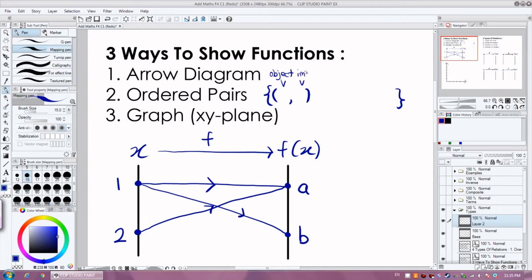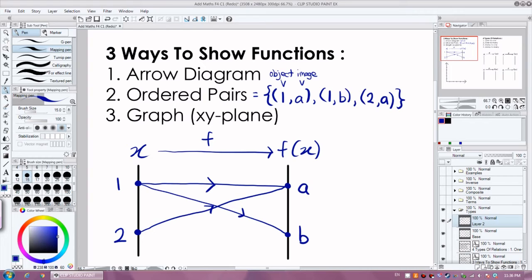So let's just say that the first one, the object is 1, and then the right side, the image, 1 is connected to a, and 1 is connected to b as well. So I'll write a first, I'll make another one, with 1 being the object again, and then b being the image. And then the third and final one from this is 2 connected to a. So the object is 2, and the image is a. And that's, at least, how you write the way to show functions in ordered pairs.